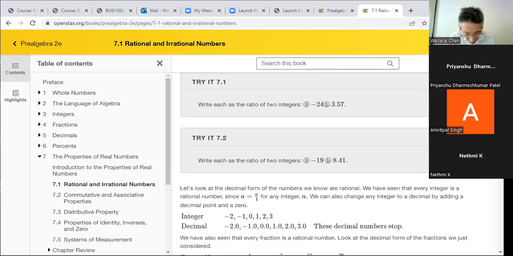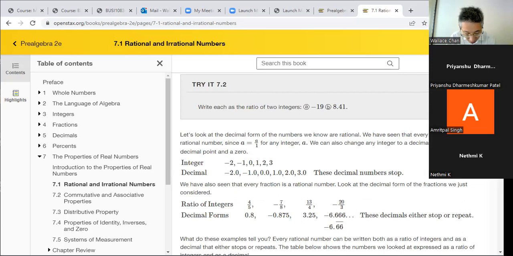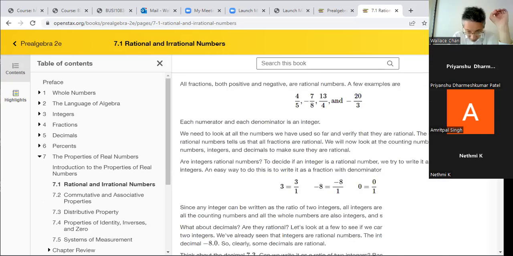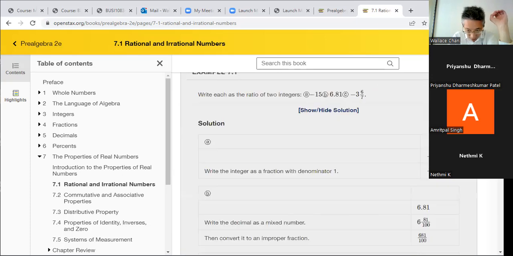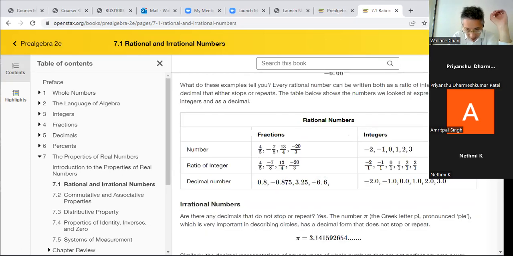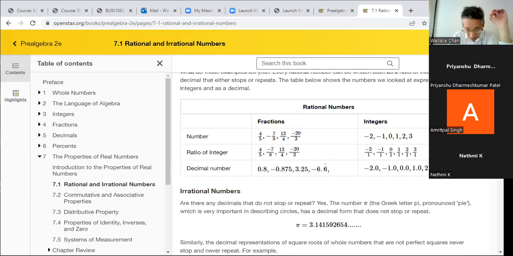So that's basically it. What was the definition of a rational number? In other words, as long as you can turn it into a fraction in this form, where q is not 0, and both p and q must be integers. That's why it cannot be 6.81; it has to be 681 divided by 100. Then it is a rational number. So these are some examples of rational numbers.